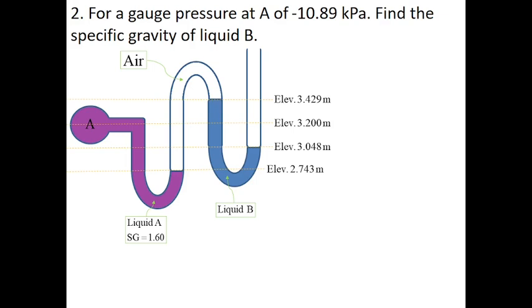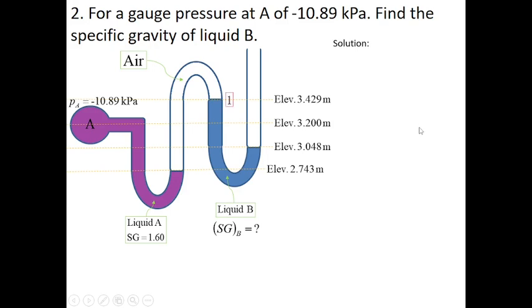So here's the second problem. For a gauge pressure at A of negative 10.89 kilopascal, find the specific gravity of liquid B. So we are going to determine the specific gravity of liquid B. The pressure at A is negative 10.89 kilopascal. So what's the specific gravity now of liquid B?